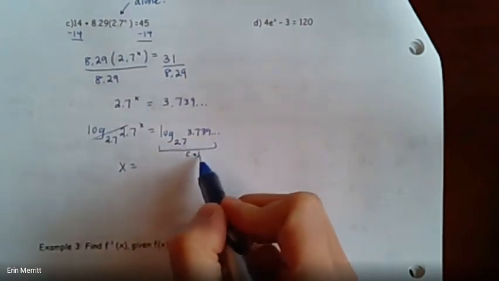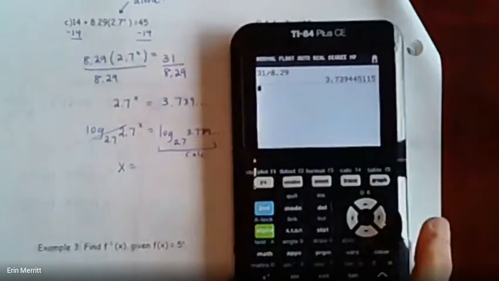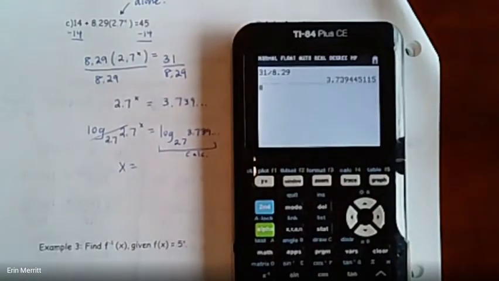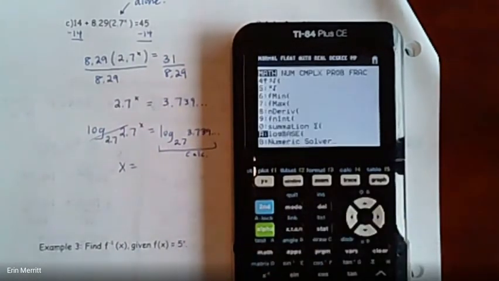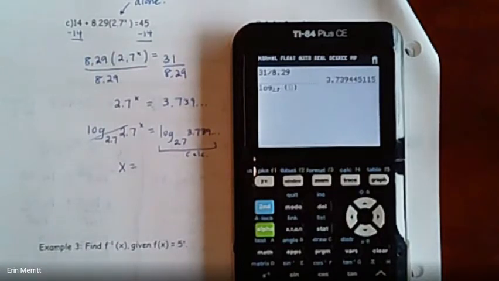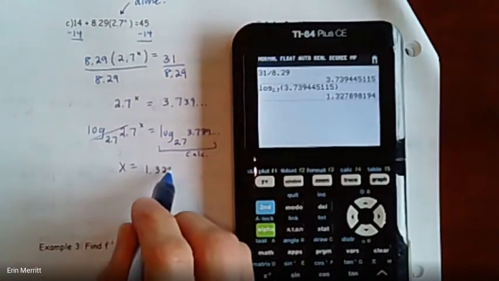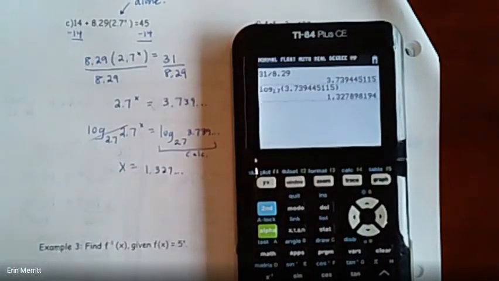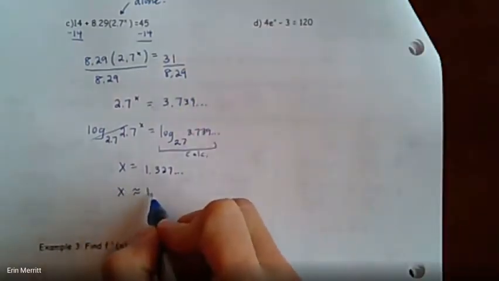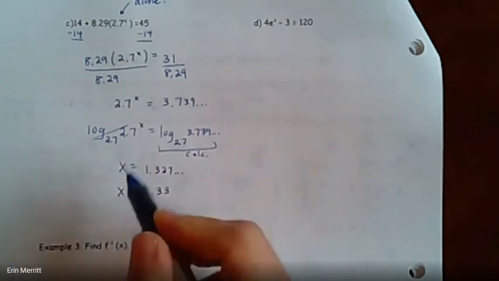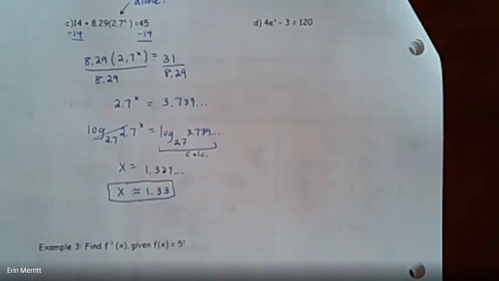All I have to do is go to the calculator with this. So on my calculator, I'm going to do math, log base 2.7, and then I'm going to see if I can go up and grab that guy. Ooh, I can. Even better. And then that's going to give me 1.327, and it keeps going. So to the nearest hundredth, which is how we'll solve all of these, x should be about 1.33.